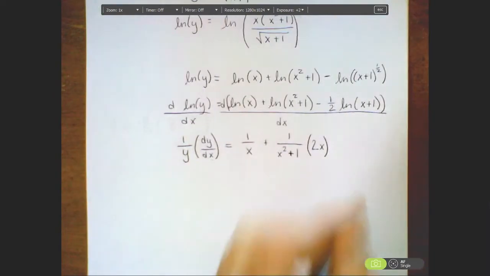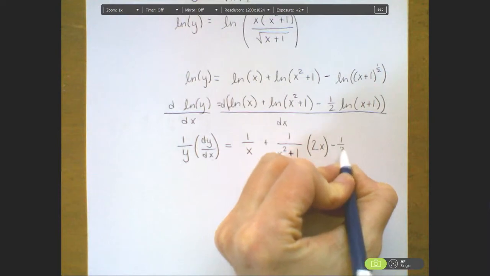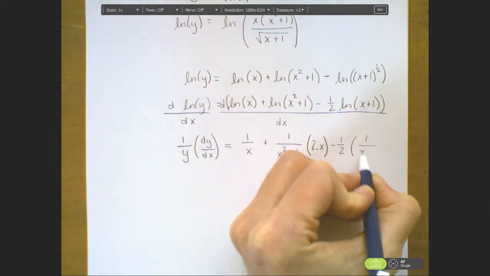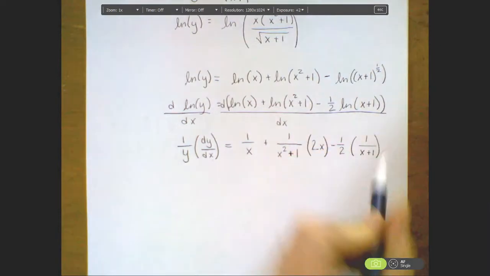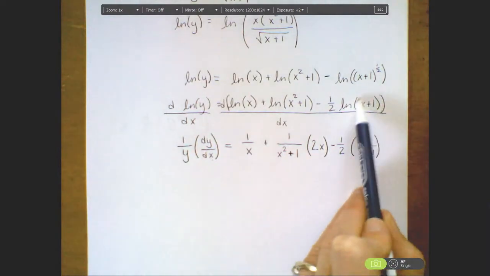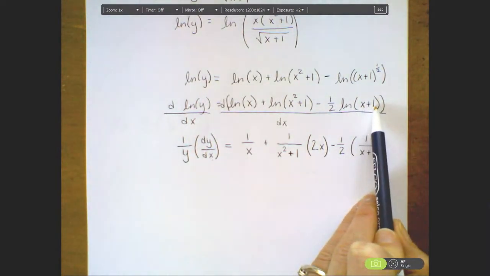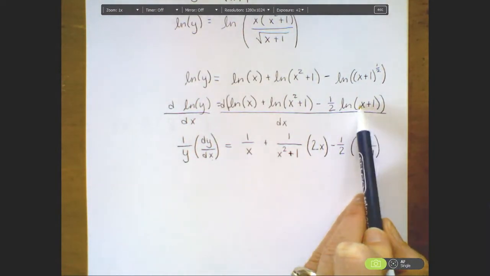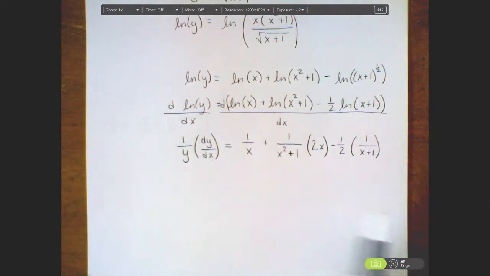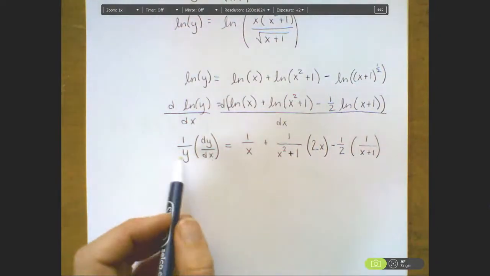And then finally, this is going to be minus 1/2. The derivative of natural log of x plus 1 is going to be 1 over x plus 1. And again, we multiply by chain rule. The derivative of x plus 1, though, in this case, is just a line with slope 1. And so the derivative of that is just times 1. And we can simplify this a little bit.